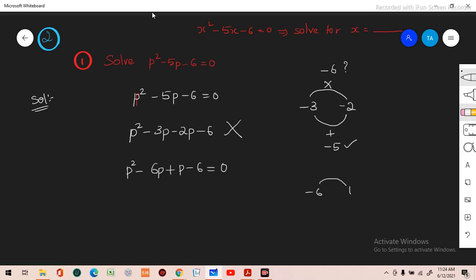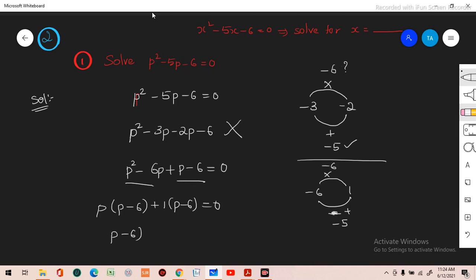When I multiply this, I am getting minus 6. When I am adding this, I am getting minus 5. Is it fine? So this can be done. What common we can take from the first two terms is p, I'll get p minus 6. From the third term I can take 1 common, I'll get p minus 6 is equal to 0. Now I can take p minus 6 as common and p plus 1 is remaining is equal to 0.